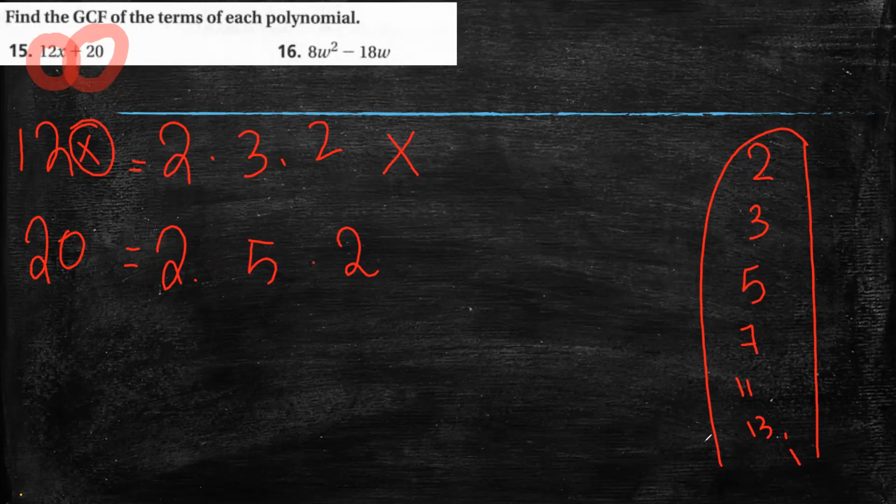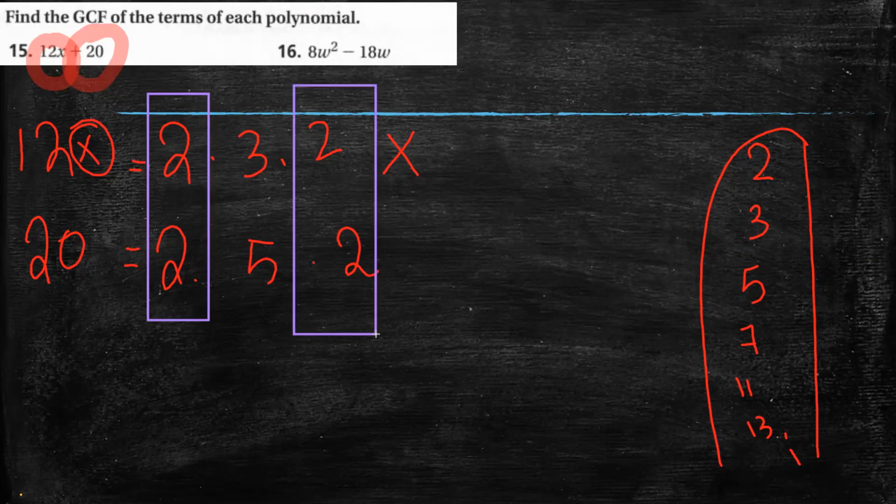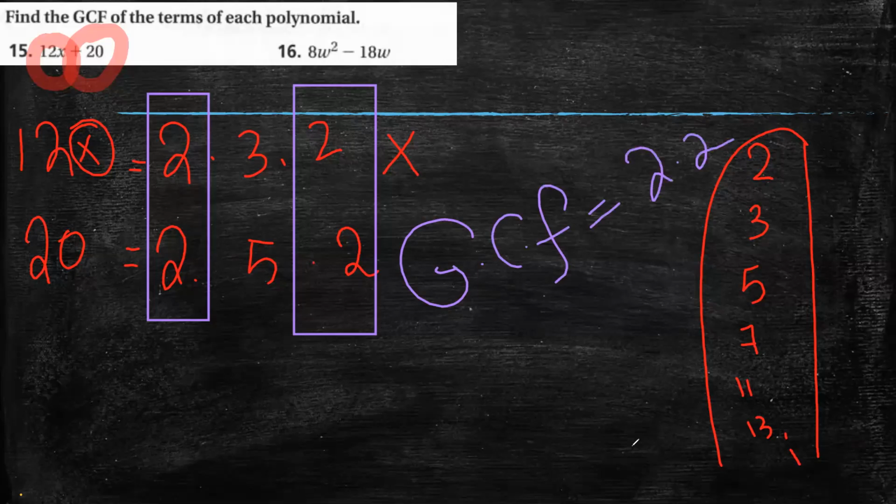Where's the common here? 2. Yes, 2. Okay, Farah. So here we have 2 and 2. So we will say now that the GCF is 2 times 2, which is 4. Is it right? So the greatest common factor here is 4.